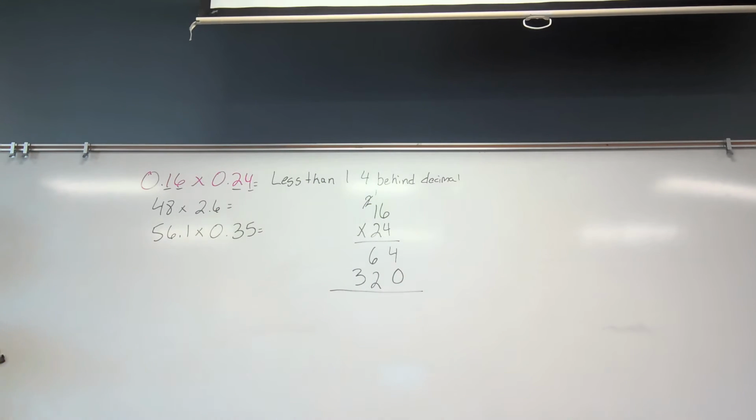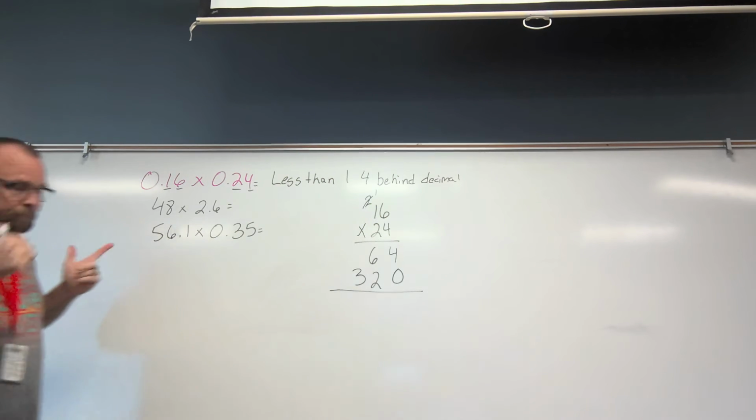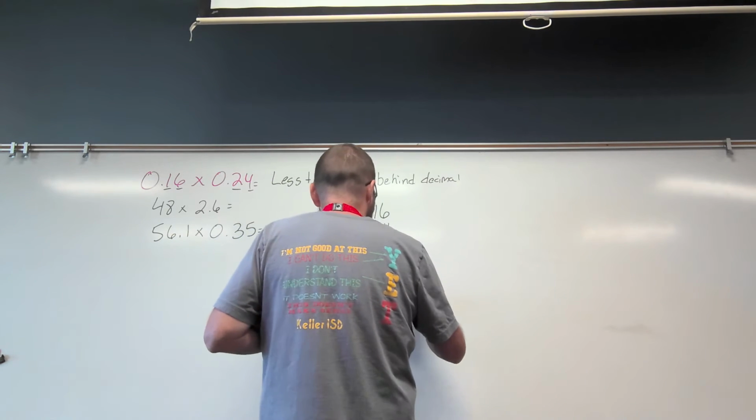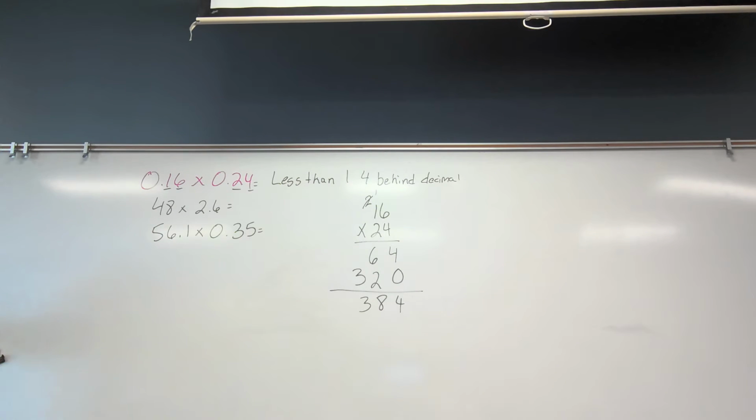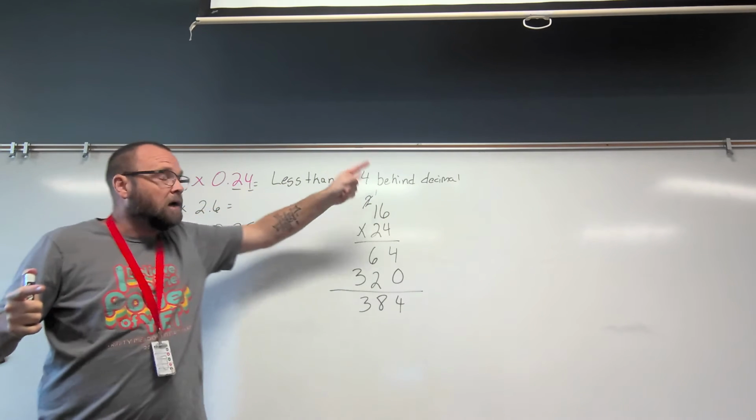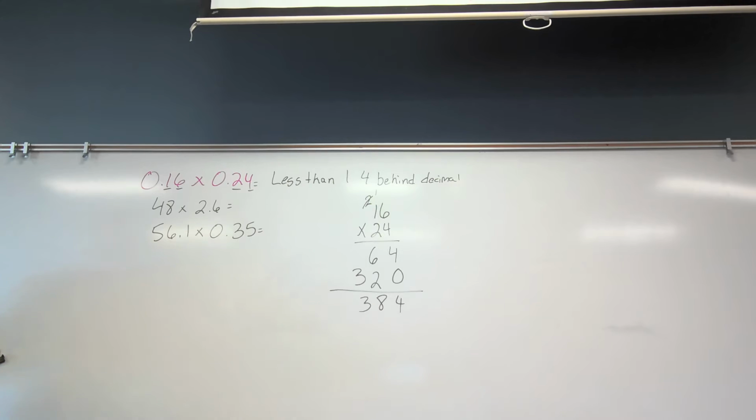Now I just need to add those two products together. 4, 8, 3. Now Brianna actually said there has to be 4 numbers behind the decimal point. I only have 3 numbers here.